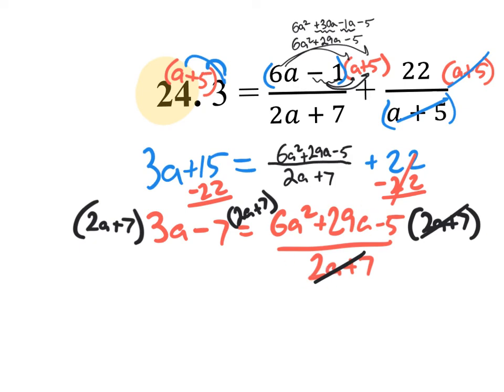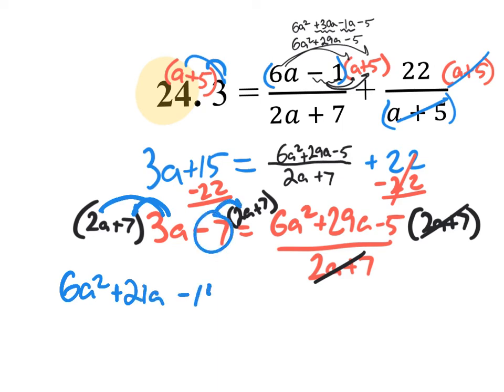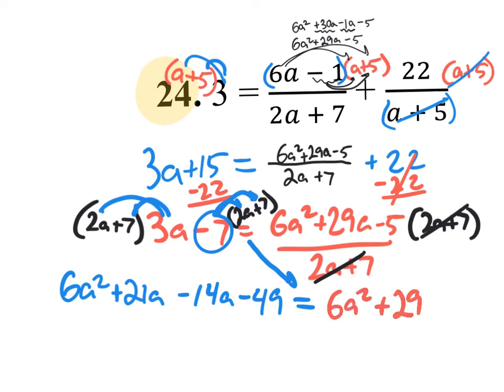So we will have to distribute 3a times 2a, that is 6a squared, 3a times 7, that's plus 21a, then the negative 7 times 2a, that's negative 14a, negative 7 times positive 7 is negative 49. Let's not forget about the equal sign. Let's put it right here. And because the binomial is canceled, this just comes down. So I have the 6a squared, the plus 29a, and the minus 5. Here's our long, ginormous quadratic equation.